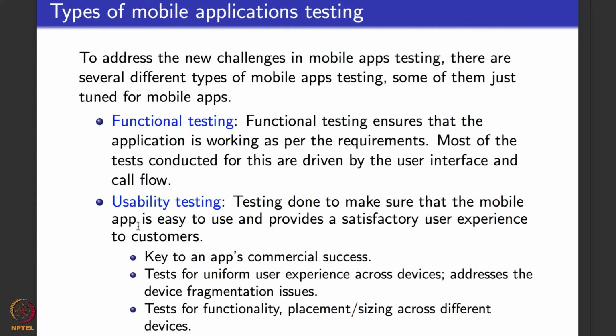Another important system level testing for mobile apps is usability testing. What does the word usability tell you? It is one of the quality attributes. This is testing that is done to make sure that the mobile app is easy to use and it provides a satisfactory user experience to customers. Most of us react that way, right? We say, I don't like this app because its UI is not good. UI is user interface. We say, it's difficult to use. It's not pleasing. I don't like it. And there is also a problem of native language UI, right?